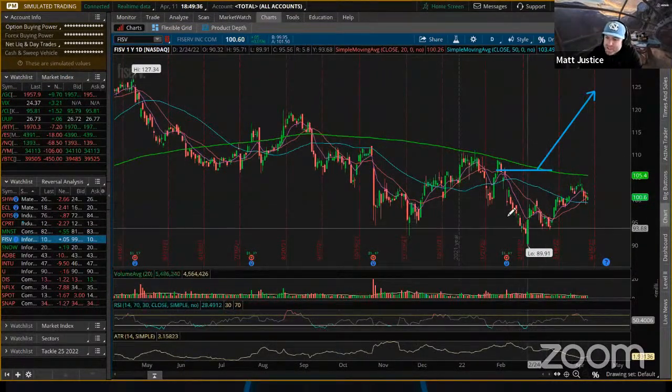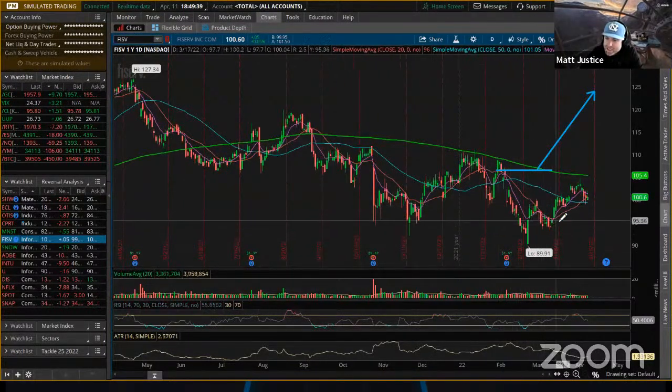FIS here, a little bit of a head and shoulders formation.